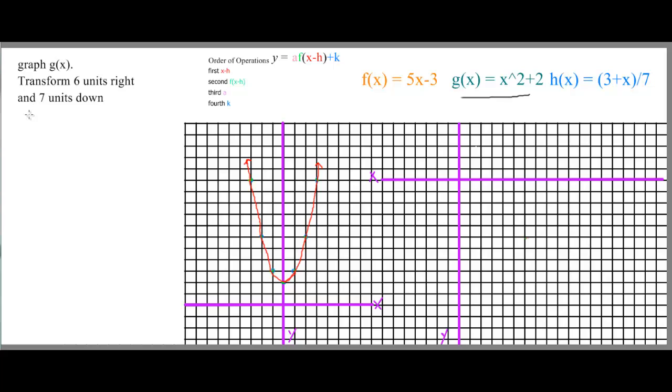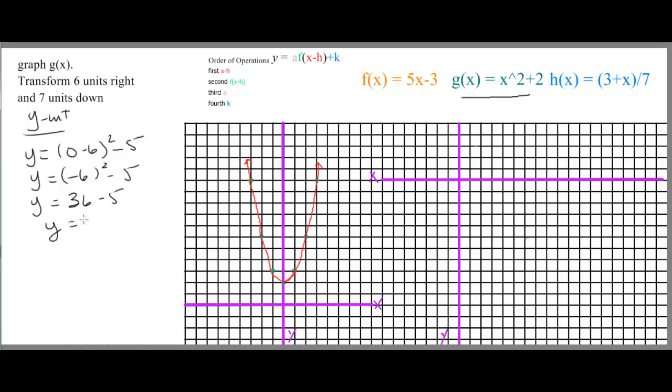All right, y-intercept is going to be, replace x with 0, y is going to be 31. So our y-intercept is the point 0, 31. All right, now let's find our vertex.